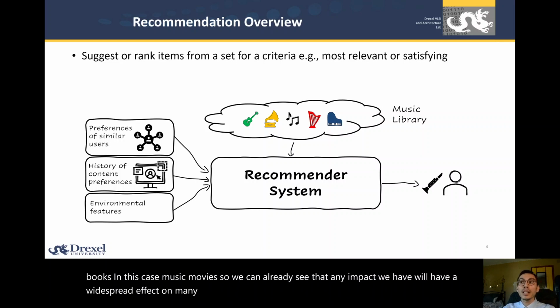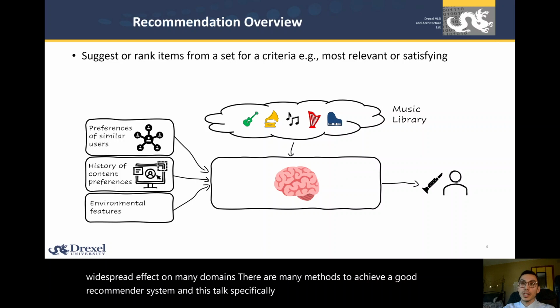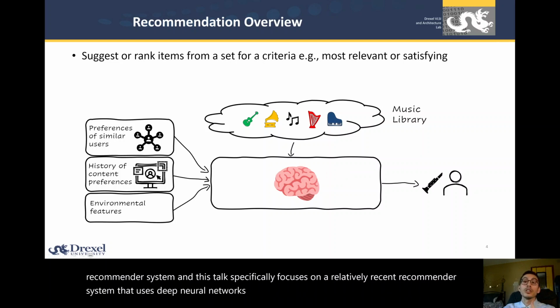There are many methods to achieve a good recommender system, and this talk specifically focuses on a relatively recent recommender system that uses deep neural networks. Hence, these are neural recommendation systems.